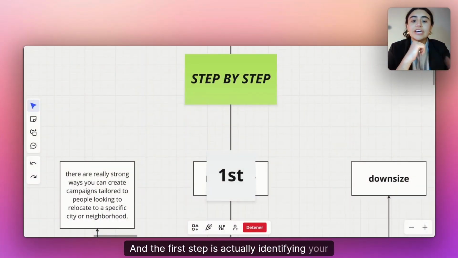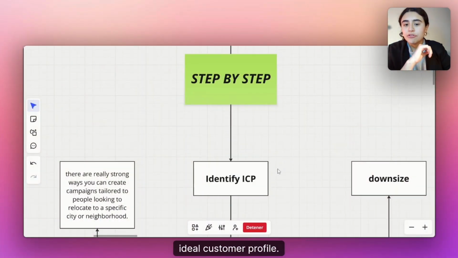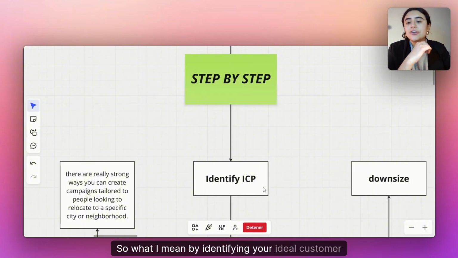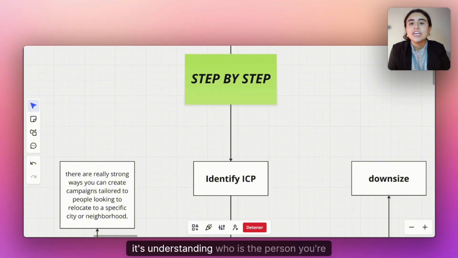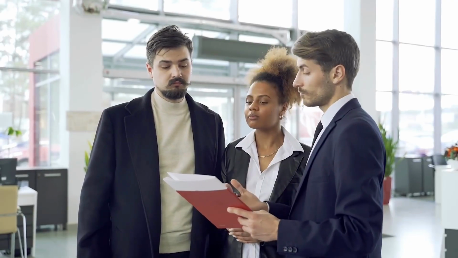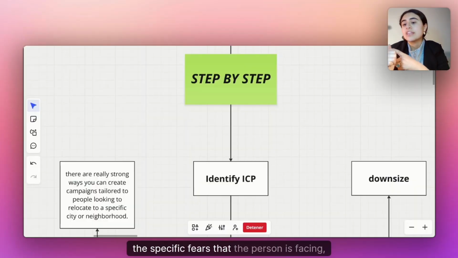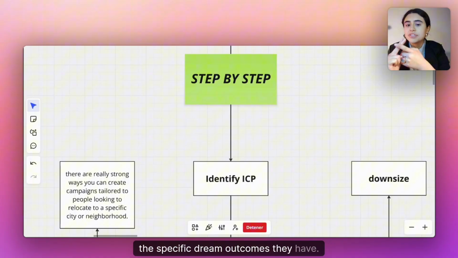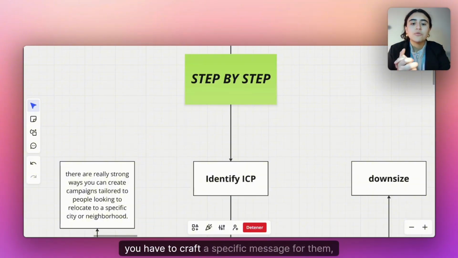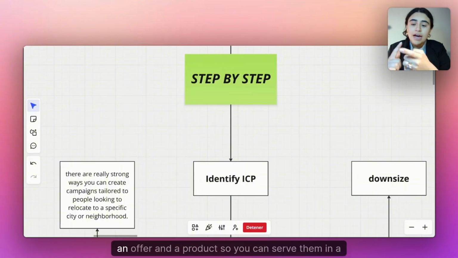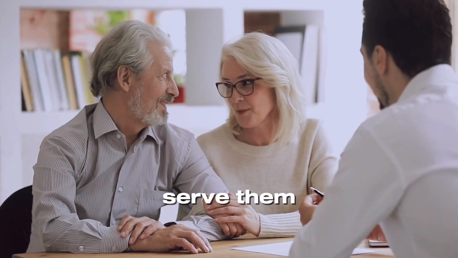The first step is identifying your ideal customer profile. What I mean by that is understanding who is the person you're targeting, the specific fears that person is facing, the specific struggles, the specific dream outcomes they have. With that in mind, you have to craft a specific message for them, an offer and a product, so you can serve them in a better way.